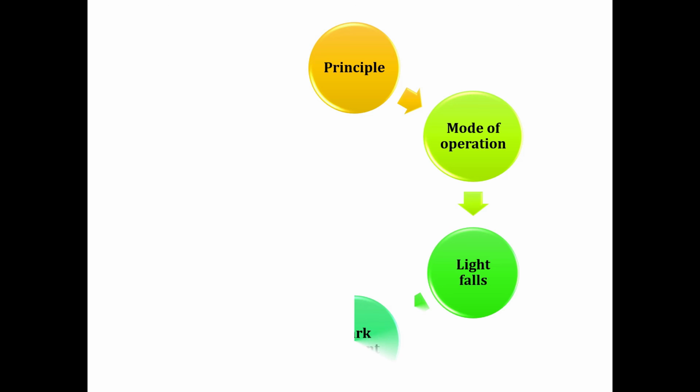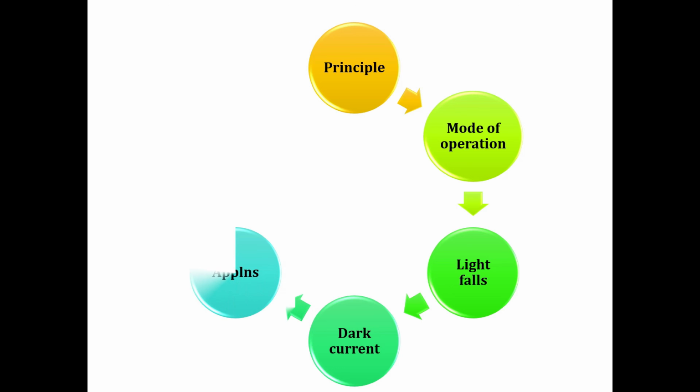And when light does not fall, there is still a small reverse saturation current that is going to flow because of thermally generated carriers, and that is why this is called dark current. Even in the absence of light, there is a small current that is going to flow. And we went into the applications of it. We understood how it is used in burglar alarms, banks, malls, and importantly in communication systems. Then we went into finding out what are the advantages and disadvantages of photodiode.